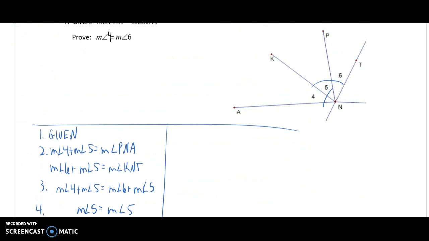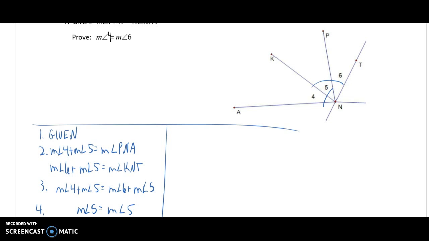And number 7, we have the measure of angle PNA is equal to the measure of angle KNT. So now these overlapping angles are equal to each other. Trying to prove that 4 equals 6. So combining the given and the proof statement, it gives me an idea of how to start. I want an equation that relates these things with each other.